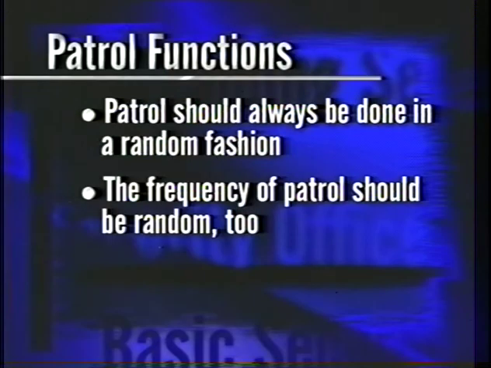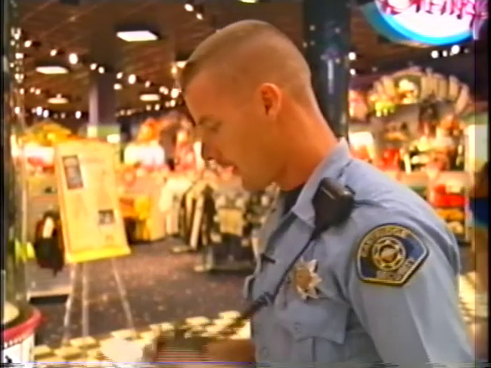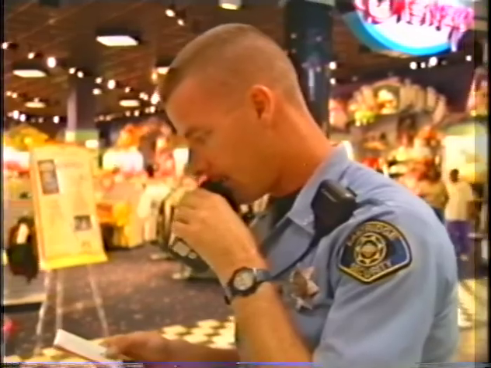Double back, backtrack, and change routes. Remember, if you are predictable, you're vulnerable. The frequency of patrol should be random. If people can set their watches by the times that you patrol a certain area, you're in trouble. A security threat or intrusion is just a matter of time. Communication is critical. You have to keep people informed as to where you are and what you're doing.